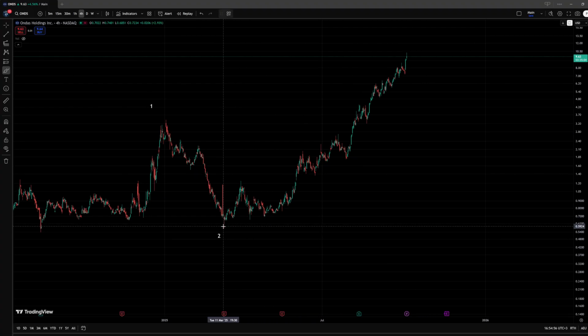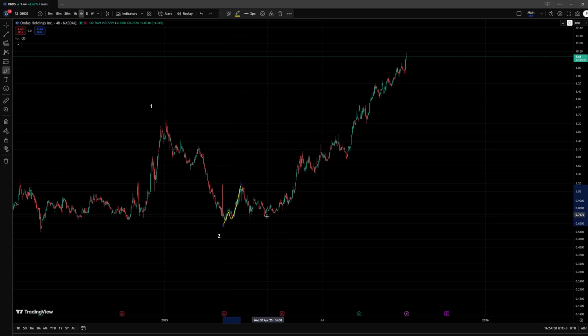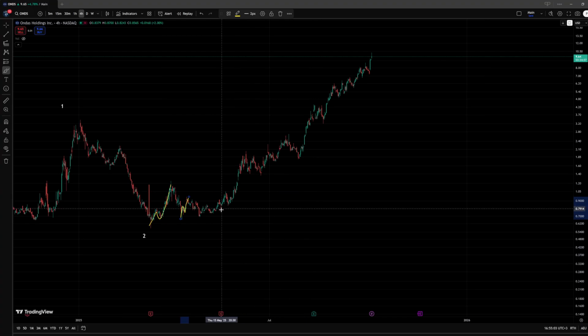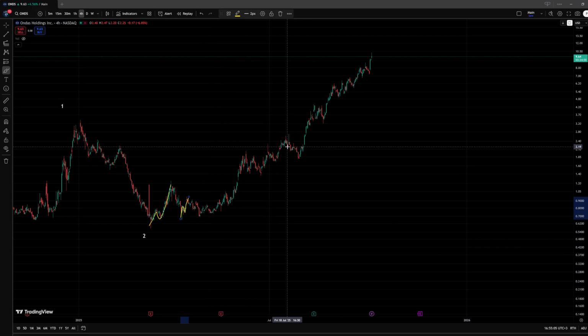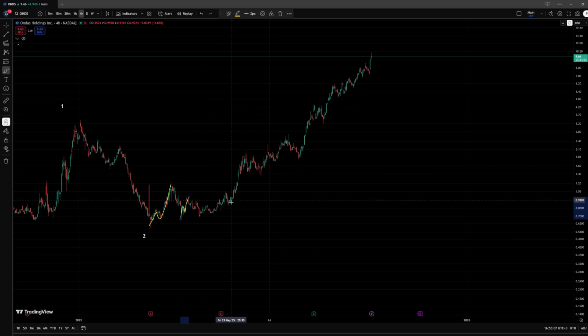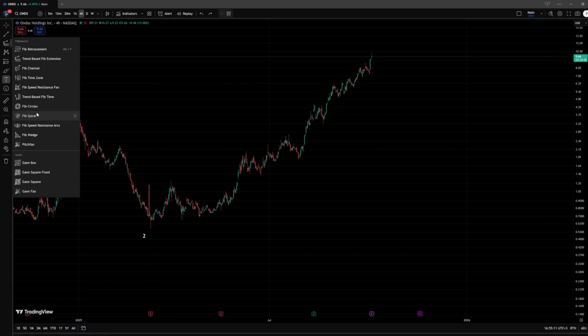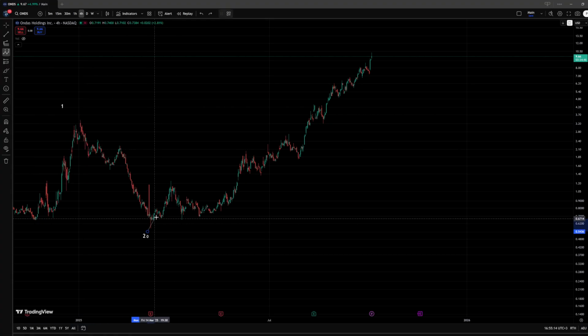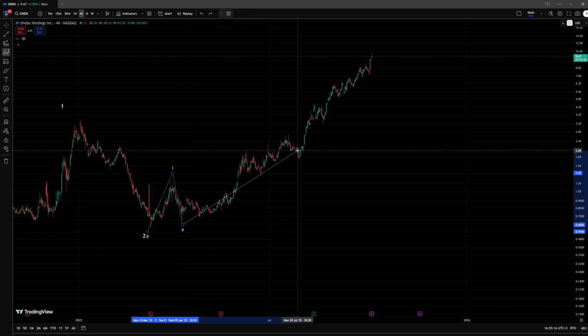So I can look at this as an ABC pattern, all good. Also here an ABC, a tiny one. And then to the upside in this area, we could count this move as a 5-wave structure. But to be honest, I would prefer to really look at this area as just a 1, a 2, and then here a third wave to the upside that would be forming.